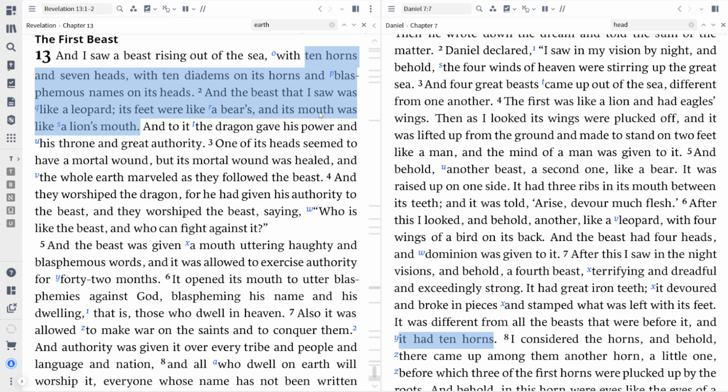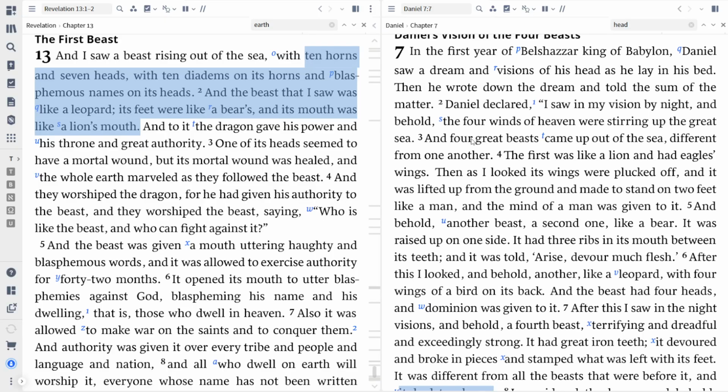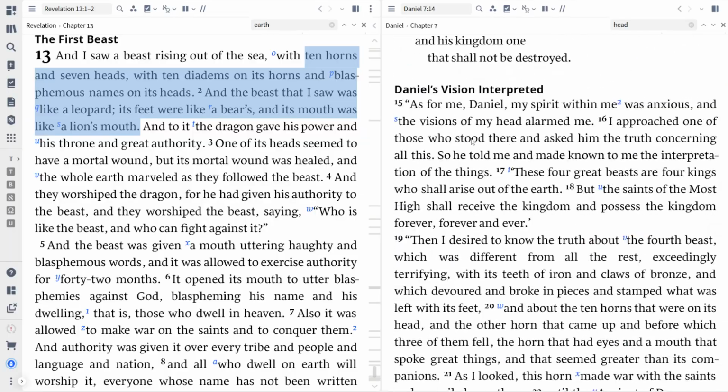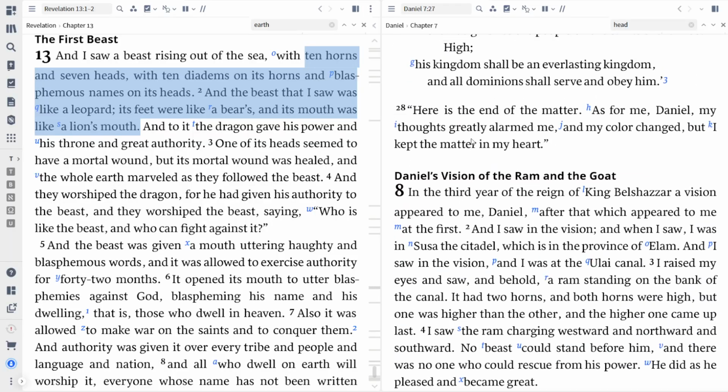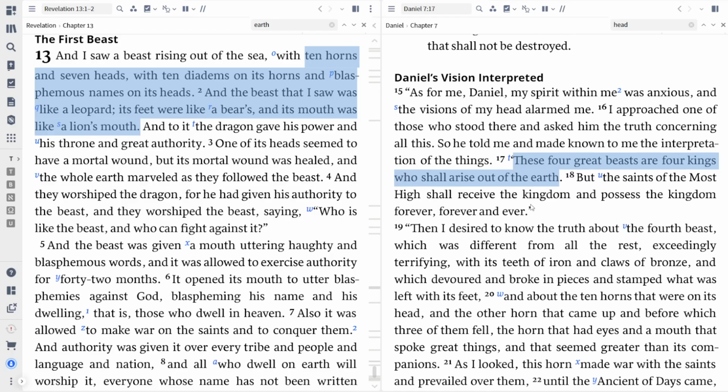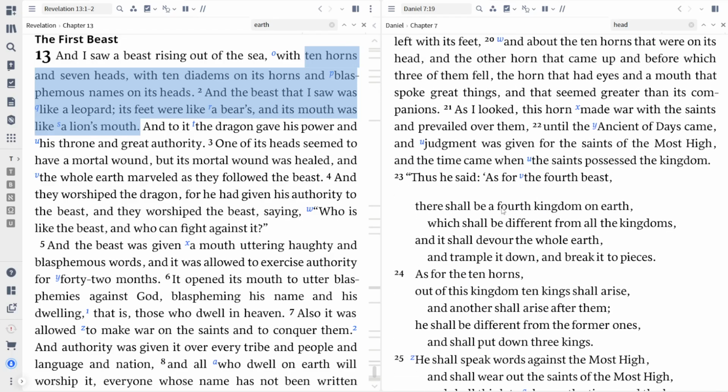Now, in Daniel 7, we know what the deal is with these 4 beasts, because we're explicitly told that these 4 great beasts are 4 kings. Although we're also told later on that as for the 4th beast, there shall be a 4th kingdom. So don't get too tied down: kings and kingdoms are identified with each other.